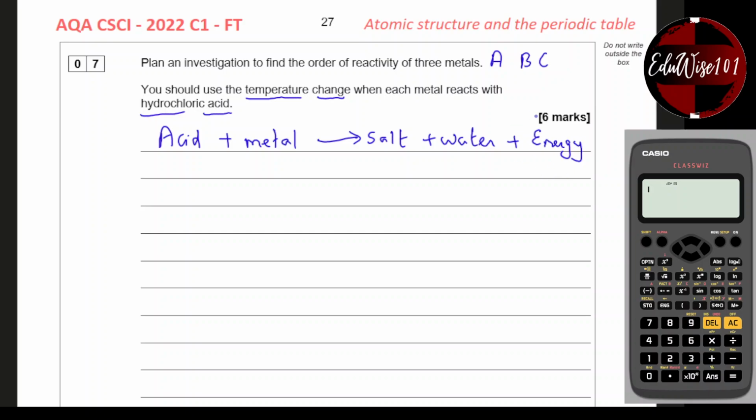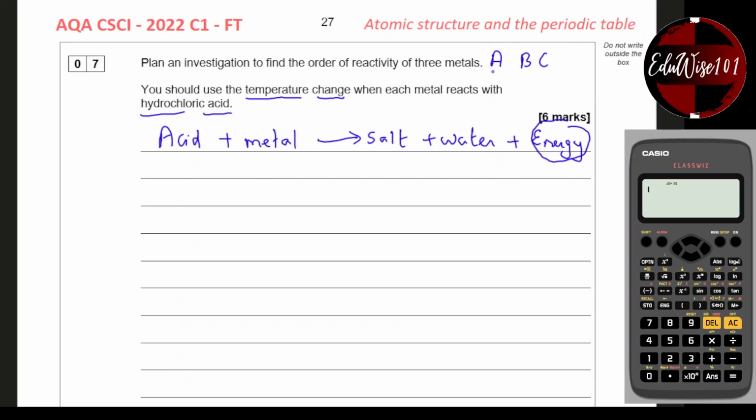Now, if it's giving out heat energy, you should be able to use a thermometer to measure the temperature change. So, mentioning that you're going to use a thermometer should get you a mark somewhere in your answer. Right? So how would you actually do this? Now let me show you a simple diagram of a setup that we can actually use. So, you will need the acid and you will need to react each of the metals in turn.